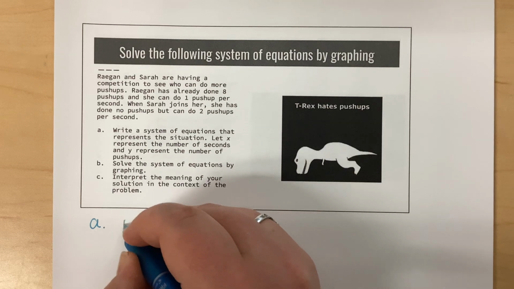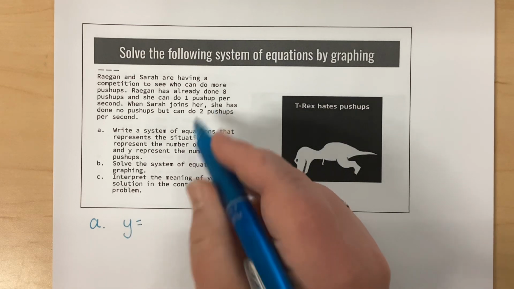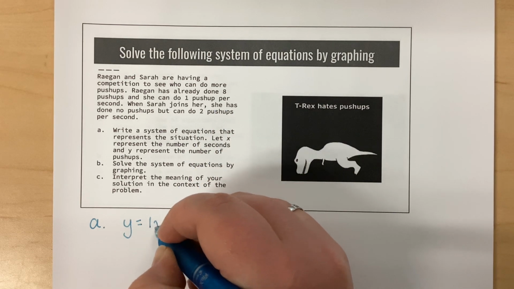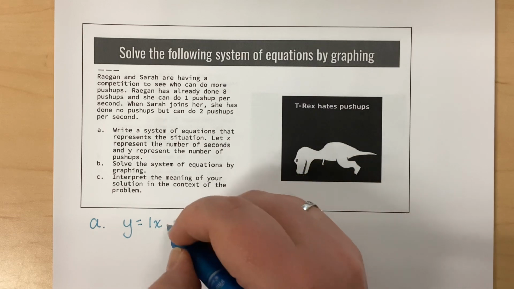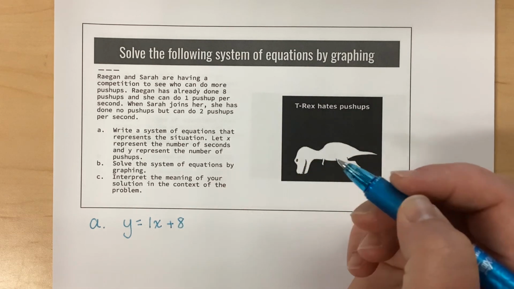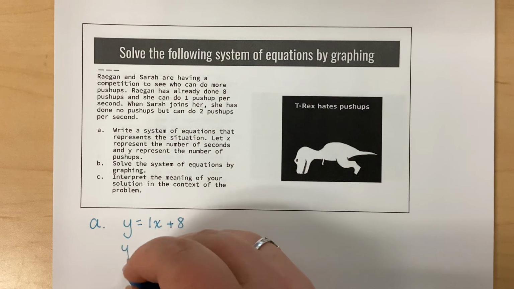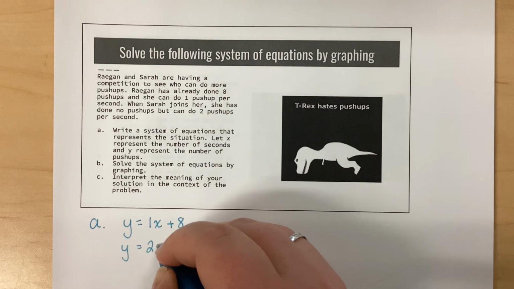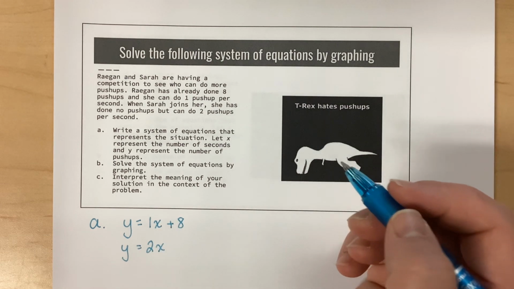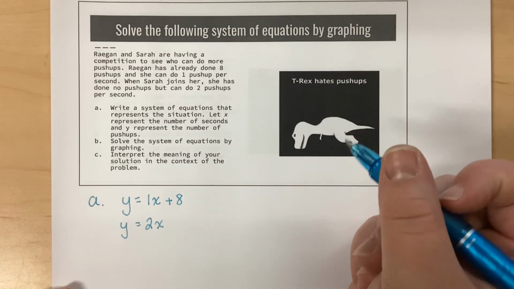So for Reagan, we have y equals, she can do 1 push-up per second. So that's 1x, or just x, plus the 8 that she has already done. Sarah, on the other hand, can do 2 per second. So that's 2x, but she starts with none. So you can put plus 0 at the end, or you can just leave it.